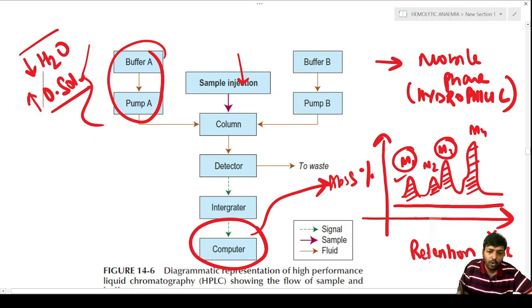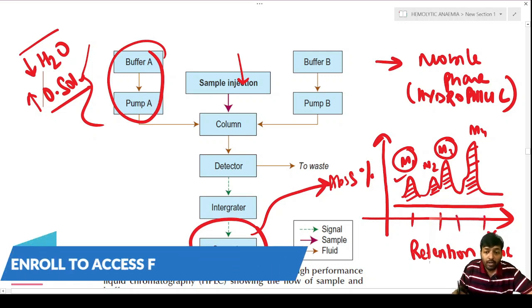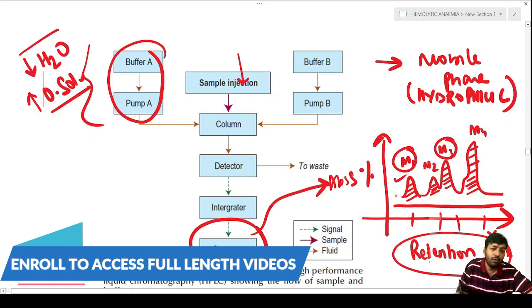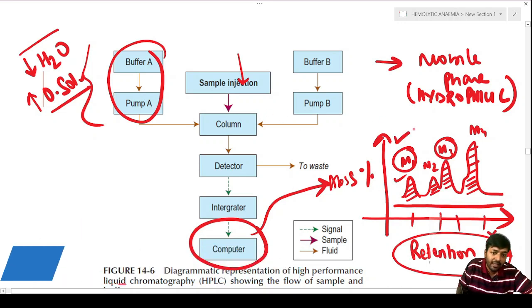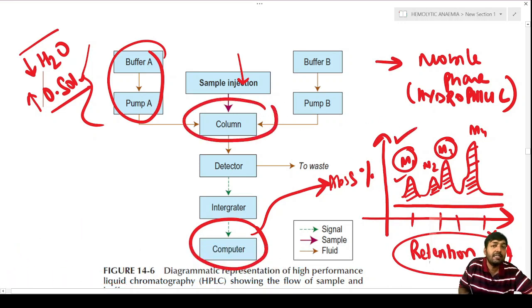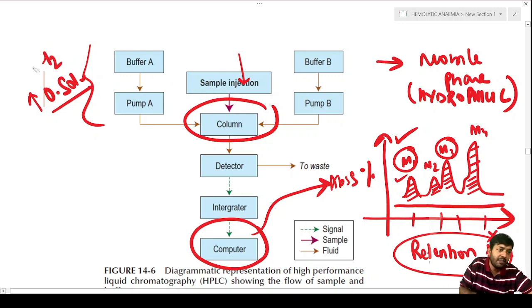Now every molecule, for example M1, has one retention time, M2 has another retention time, M3, M4. So what is this retention time of each molecule? It is the amount of time that each molecule spends in this solid column, that is, in the silica gel. The amount of time spent by each molecule in this solid column is called the retention time. So this is the basic working of the HPLC. I hope you have understood the basic working.